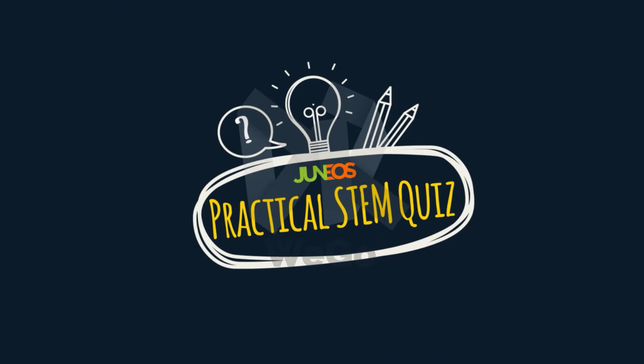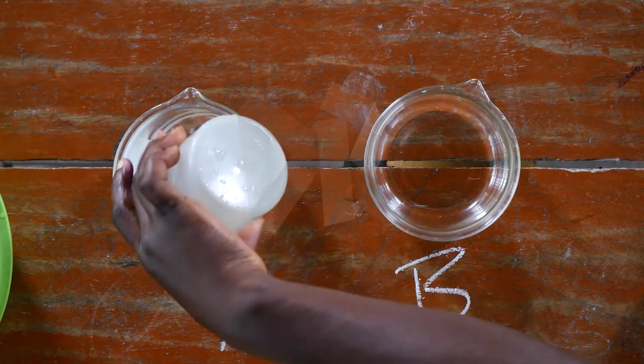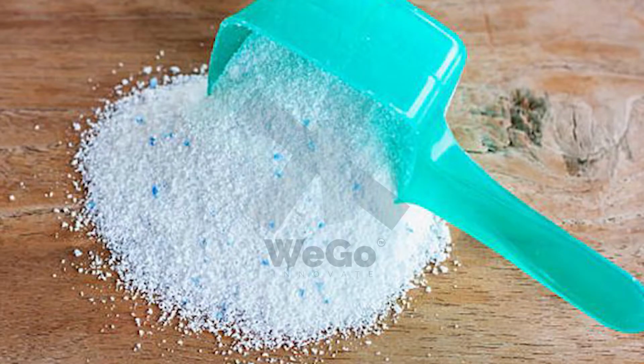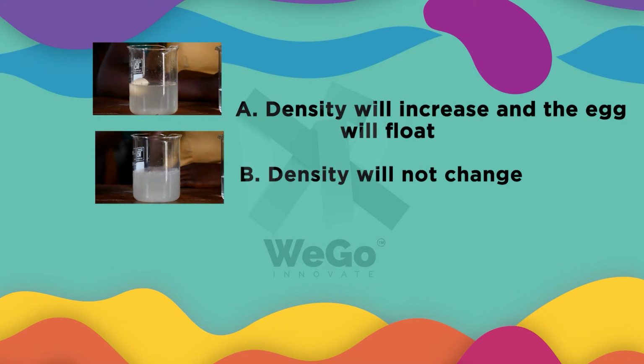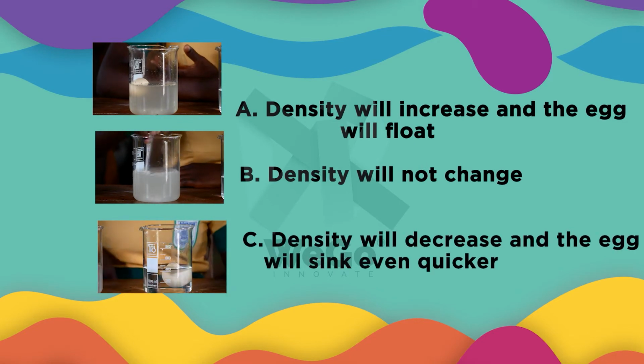It's time for Juneos Practical STEM Quiz. What will happen to the density of water if we add washing powder? A. The density will increase and the egg will float. B. The density will not change. C. The density will decrease and the egg will sink even quicker.